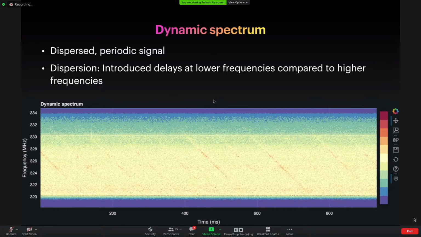Okay, I hope that's true. So what we have here is the dispersed signal from the pulsar, and it is periodic. So these are the two things that we see from the signal.